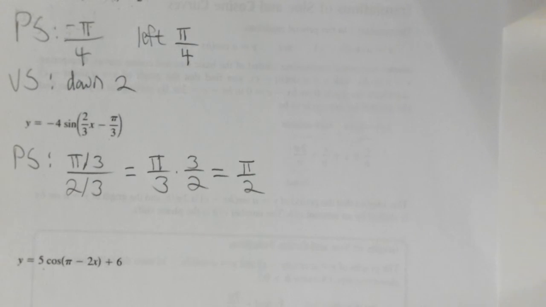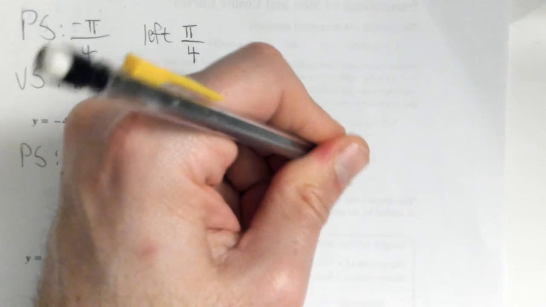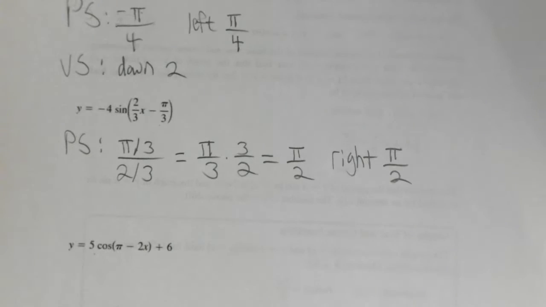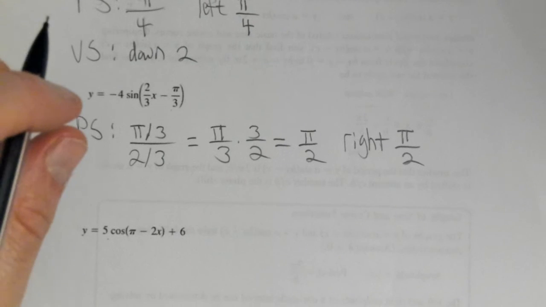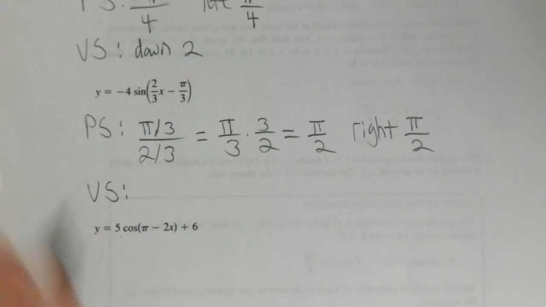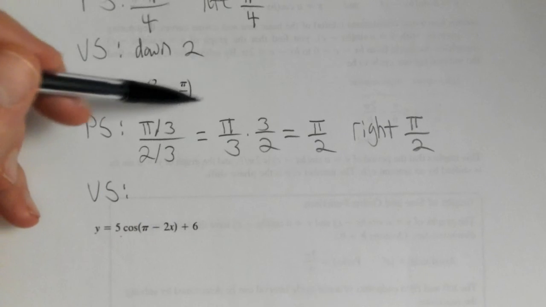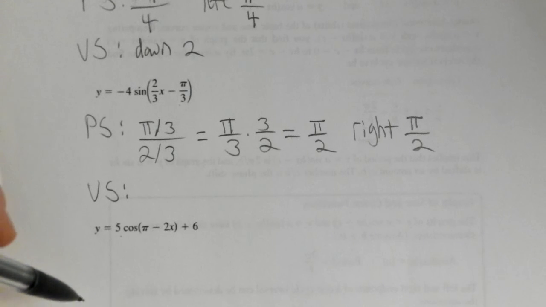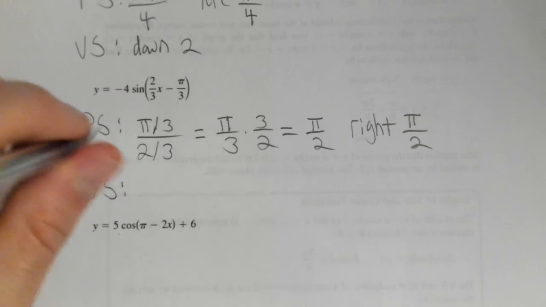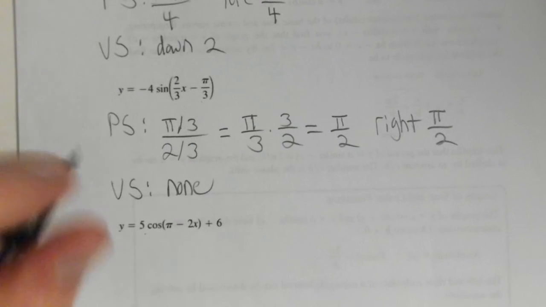Now I need to relate that to a shift left or right. Since it's positive, the shift is going to be to the right by pi over 2. We also need the vertical shift. Looking at this, there's nothing added or subtracted at the very end, so as far as a vertical shift, there is none. Or you could say it's 0 if you wanted to.